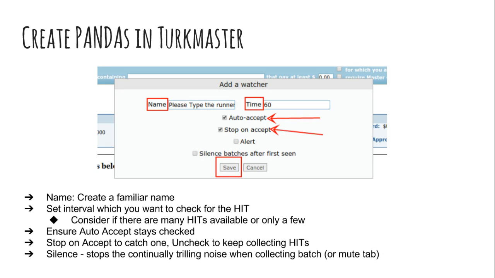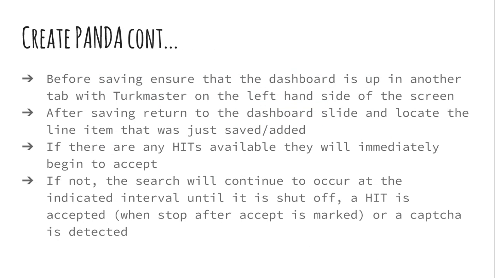So that's the box that's going to pop up. And once you save it, the dashboard is up in another screen, and you return to your dashboard, and you've got to scroll all the way down on the left-hand side, and you'll see that the item is saved and added, and it will be running. If there are any hits available, they'll immediately begin to accept, and it'll turn from a light blue to a yellow, and you'll see them. They'll start filling up your queue.